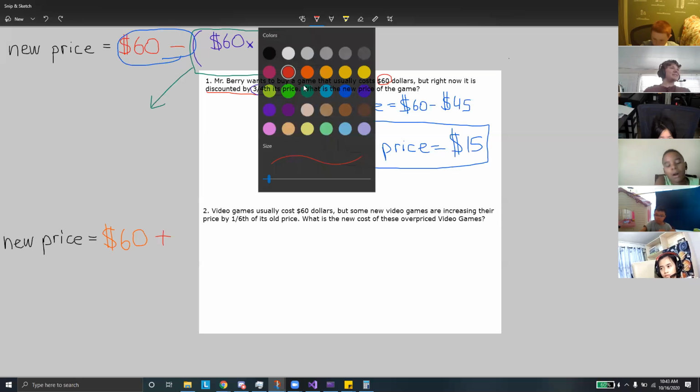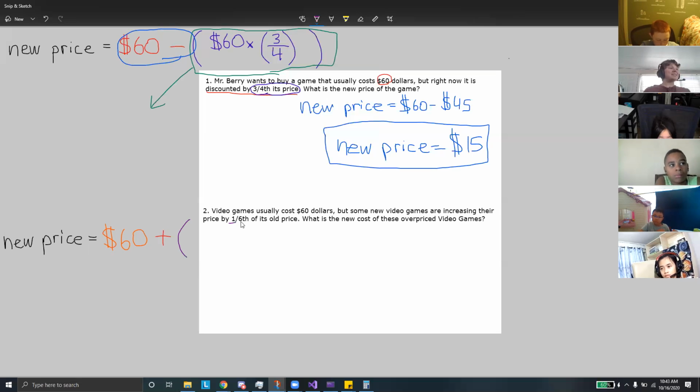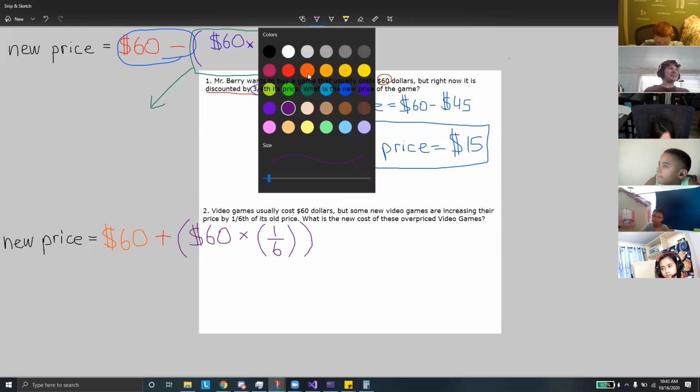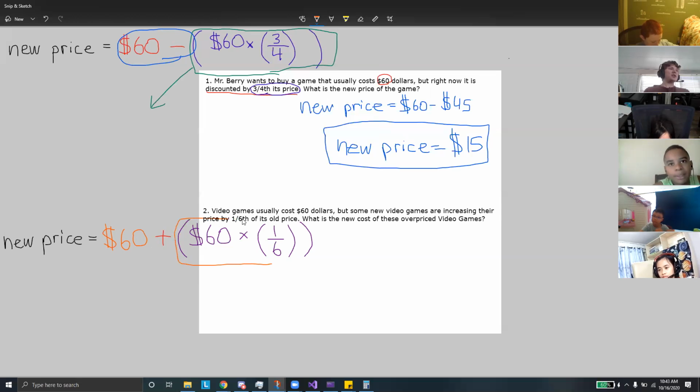So what are we adding? Well, these greedy video game companies are adding 1/6 of the old price. And in order to find out what 1/6 of the old price is, we'll do plus parenthesis the old price of $60 times the fraction of how much it is, 1/6. They're only increasing the price by $60 times 1/6. So let's find out what this is. First, we're going to do our parentheses, $60 times 1/6. Let's go ahead and do that.